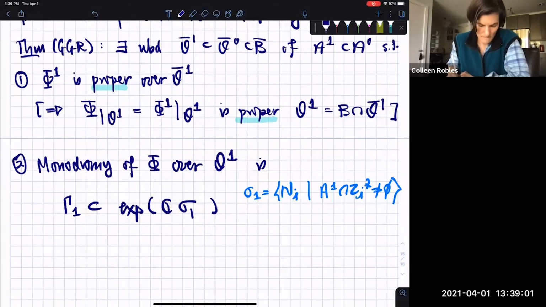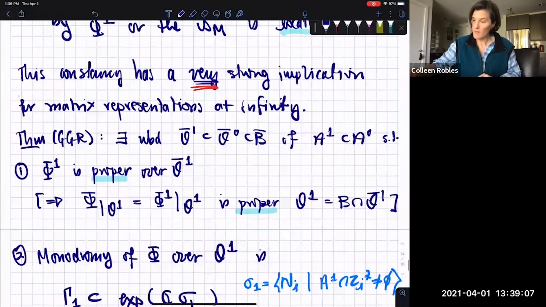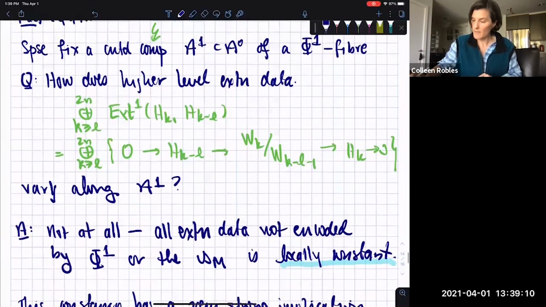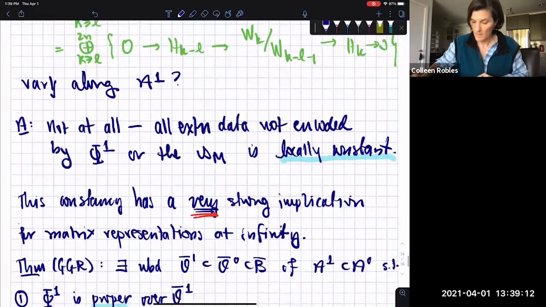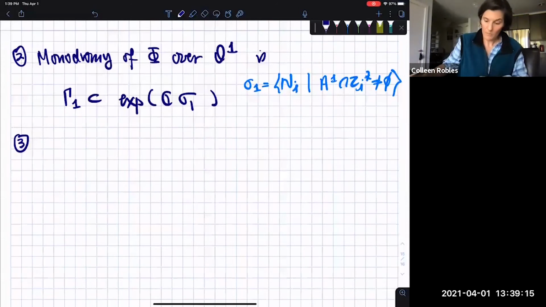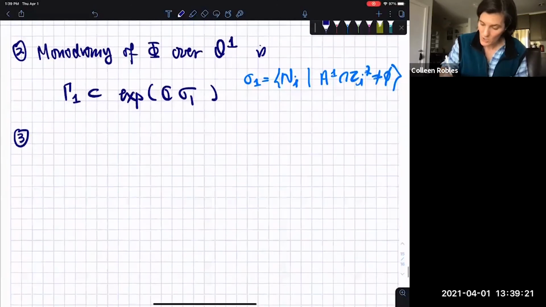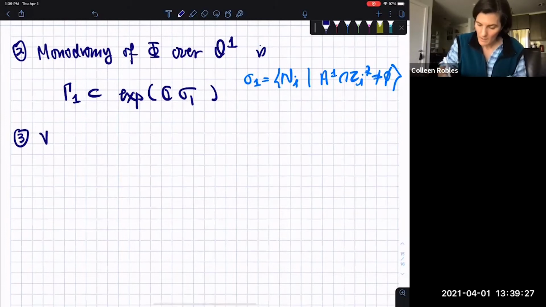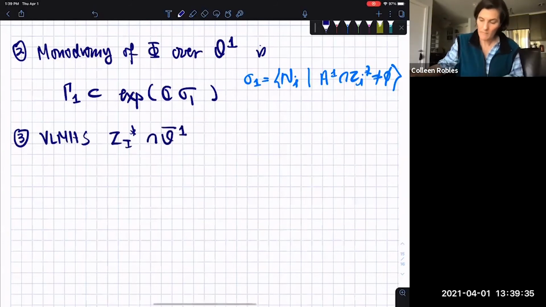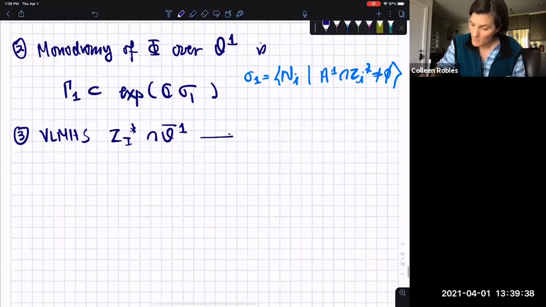And then to make precise this constancy question that I asked up here, we have the third statement, which we have to be a little bit more careful about. So the variation, it's an extension statement, we have to be a little more careful with. The variation of limiting mixed Hodge structure, not everywhere, but at least on this neighborhood, that was given by phi I.